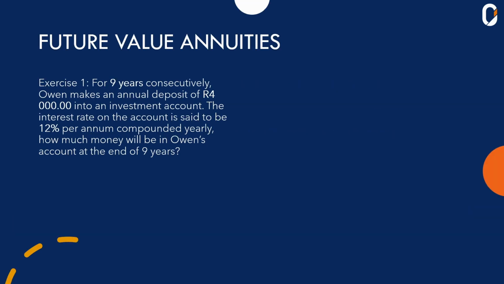Now let's take a look at an exercise. For 9 years consecutively, Owen makes an annual deposit of 4,000 rand into an investment account. The interest rate on the account is 12% per annum compounded yearly. How much money will be in Owen's account at the end of 9 years?